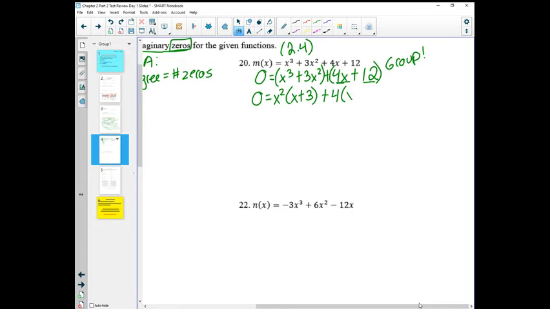4x divided by 4 is x. 12 divided by 4 is 3. The GCF out of those 2 terms is x plus 3. And x squared plus 4 is what we're left with. Now that I'm done factoring this, we can't factor the right side anymore. I'm going to split those factors apart and solve for x.